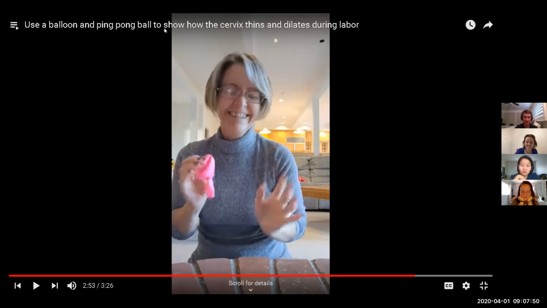Birthing babies is not as easy as birthing a ping pong ball, but it gives a good demonstration of those contractions, that cervical effacement, the cervical dilation that occurs.